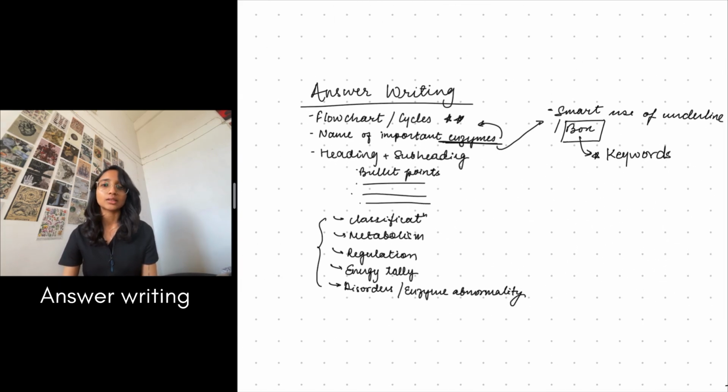Now, as for answer writing, first of all, you need to make the flowcharts, you need to make the cycles. Those are very important. And it is okay if you cannot remember all the enzymes, but you need to know the names of the important ones, like the rate limiting ones, the ones which are irreversible, maybe in a reaction where all of them are reversible. So you make sure that you are using underlines or boxes or stars.